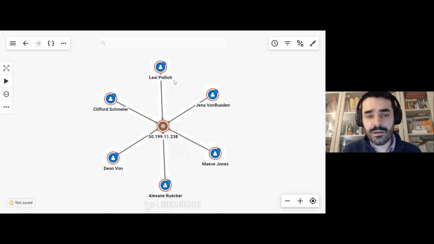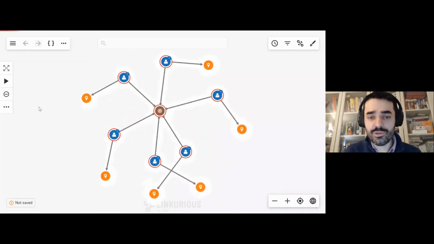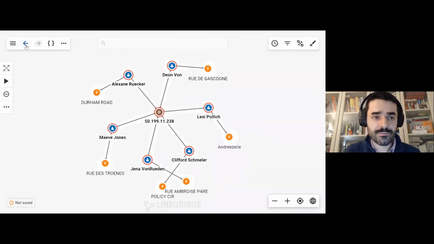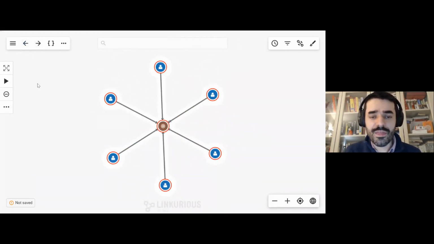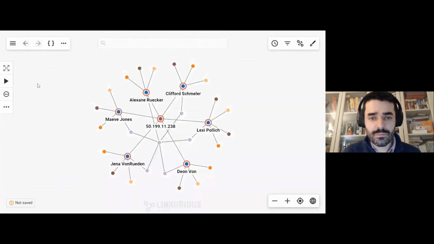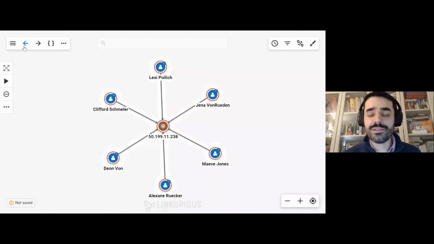From here, I can drill further. I can select all of the clients and retrieve maybe only the addresses that they're connected to. I can do that, or I can retrieve everything that they are connected to. So I have a lot of granularity in terms of exploring the graph.